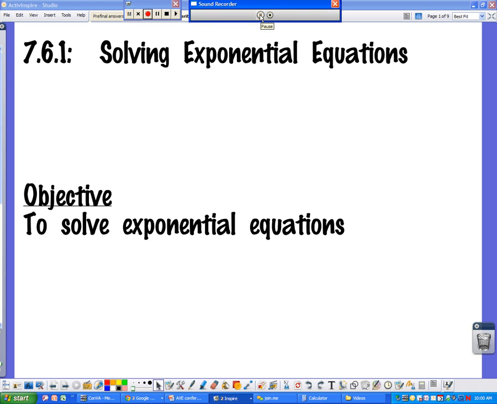All right, lesson 7.6.1 is solving exponential equations. Now this is everything this lesson is actually going to do, and this one may take you a little longer, maybe a couple days to actually do it.